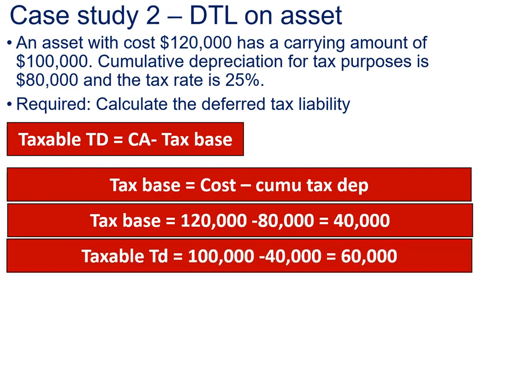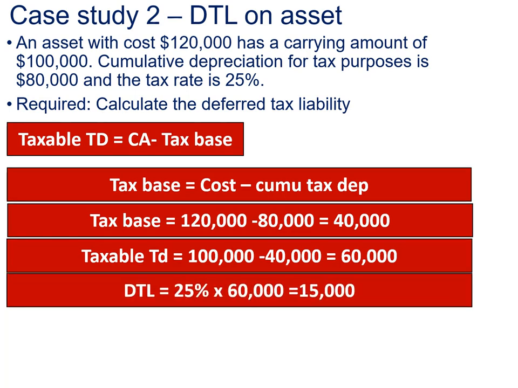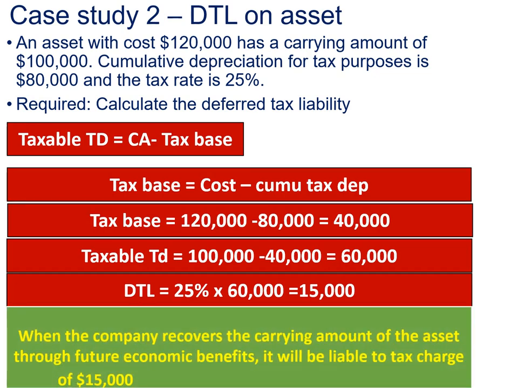So our taxable temporary difference is the carrying amount less the tax base. Our tax base is the cost less the cumulative tax depreciation. That's 120 less 80 gives us 40. Our taxable temporary difference is the carrying amount of 100 less 40,000 gives us 60,000. Our deferred tax liability is 25% of our taxable temporary difference, and that's 15,000. Now, when the company recovers the carrying amount of the asset through future economic benefits, it will be liable for a tax charge of 15,000 in future, and that is why we are passing a deferred tax journal.